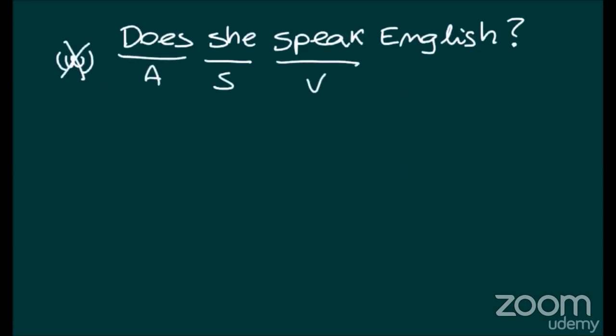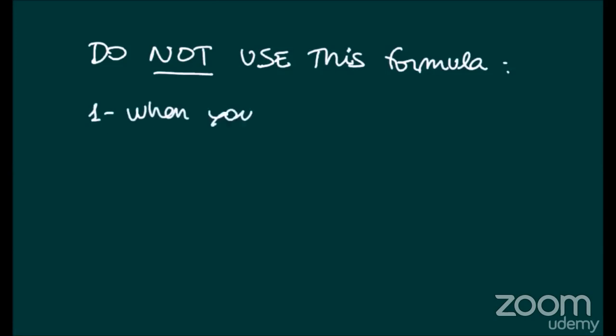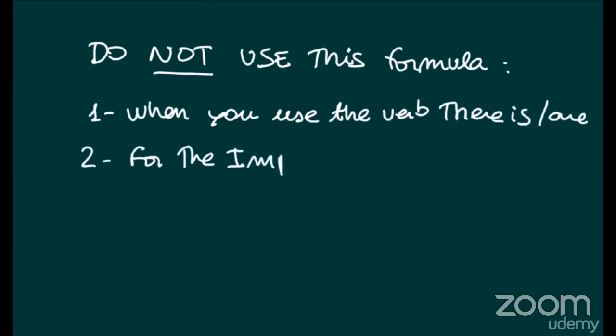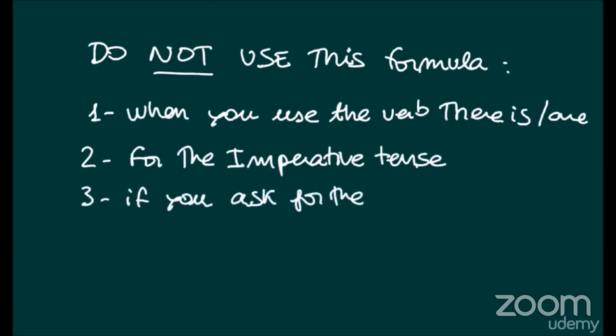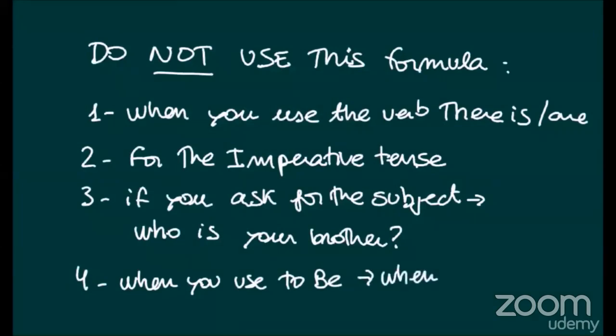Be careful. Exceptions in which you don't use this formula. 1. When you use the verb there is or there are. 2. For the imperative tense. 3. When you are asking for the subject. For example, who is your brother? 4. When you use the verb to be. For example, when is your birthday? Because there are no more verbs.